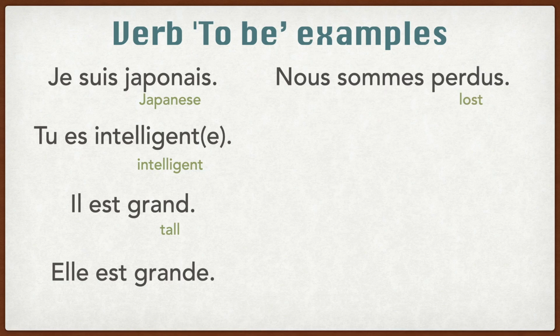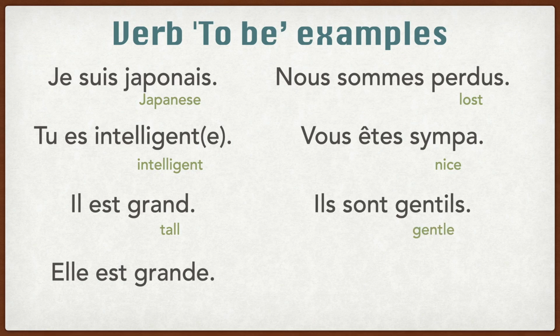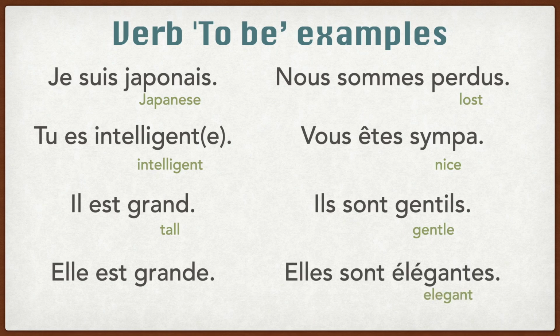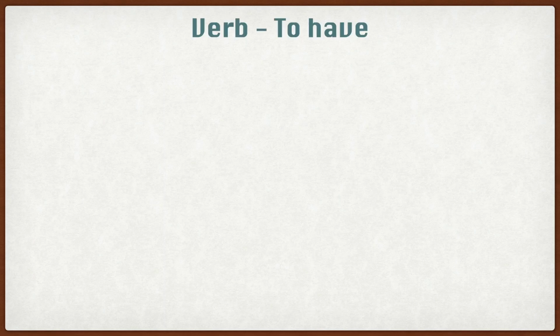Vous êtes sympa, you are nice. Ils sont gentils, they are gentle. Ils sont élégants, they are elegant. Now let's learn one more important verb, which is the verb to have.